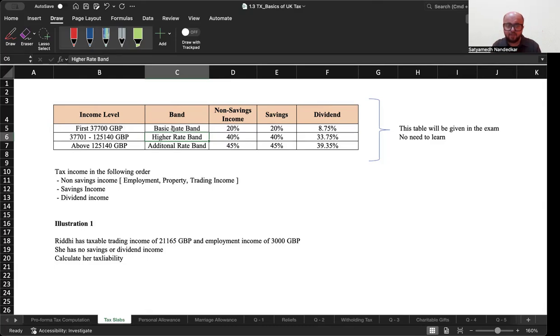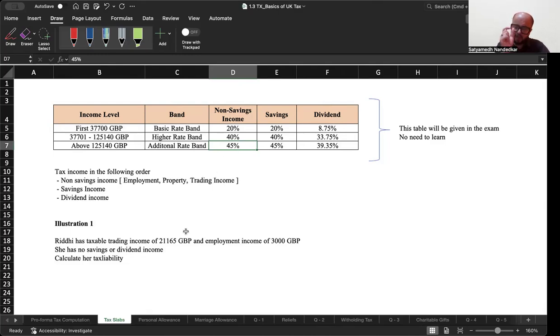If you are in the basic rate band and you have earned savings income, that will be taxed at 20%. If you have earned dividend income, it will be taxed at 8.75%. Suppose you are in the additional rate band and you have earned non-savings income, it will be taxed at 45%. How the application of these tax rates happens, we'll see all of that. And always remember, in your tax exam, the order of taxation will always be non-savings income first, savings income later, and dividend income at the fag end.